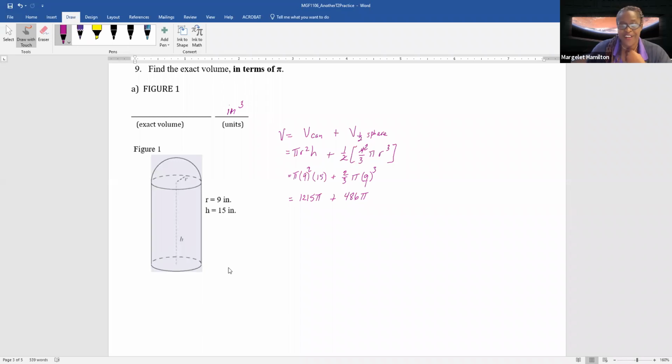Okay, now we're going to combine like terms. We can combine these terms. They both have pi, so we can combine them. We wouldn't leave them uncombined.